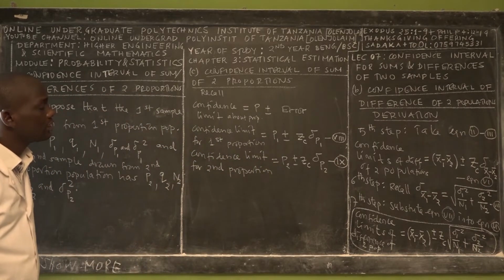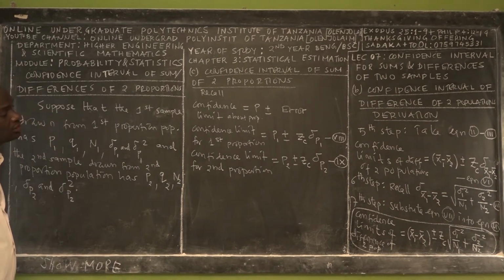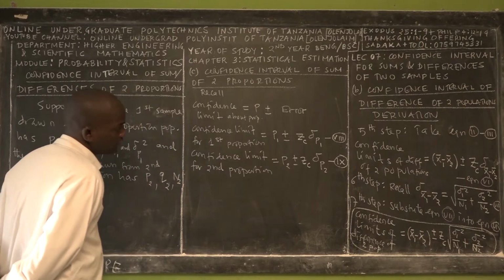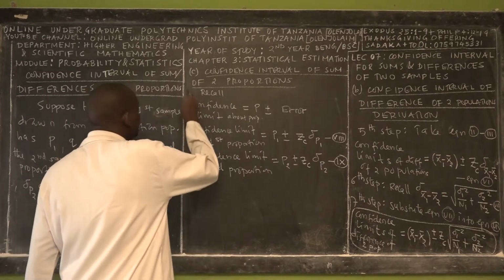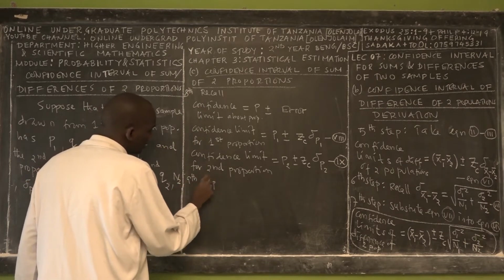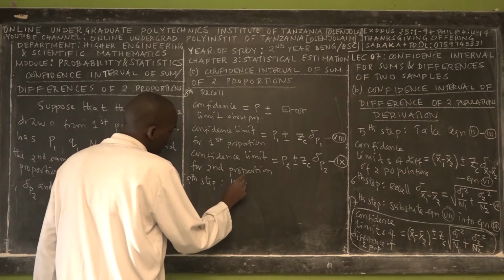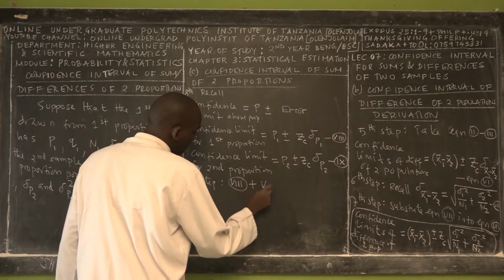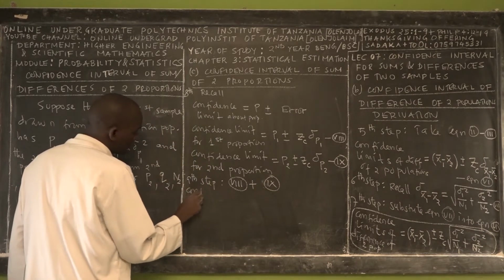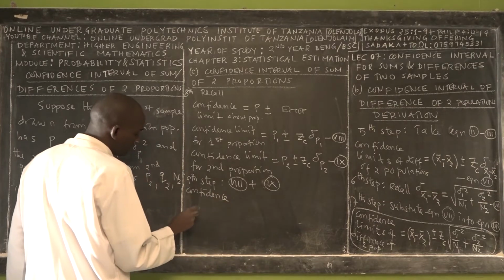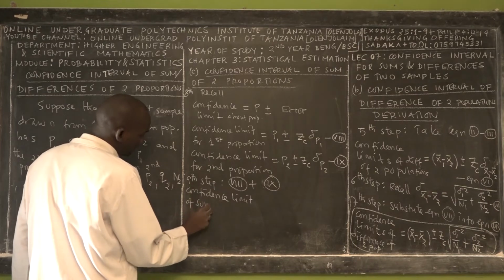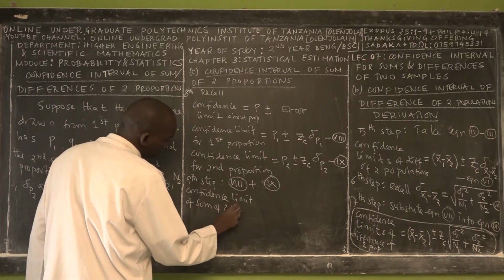So to get the confidence limit of the sum of the 2 proportions, we have to sum. Okay, so this was 7 steps, so this is the 8th step. So the 9th step, we say that let us take equation 8 plus equation 9. So what do you get? Confidence limit of sum of 2 proportions.